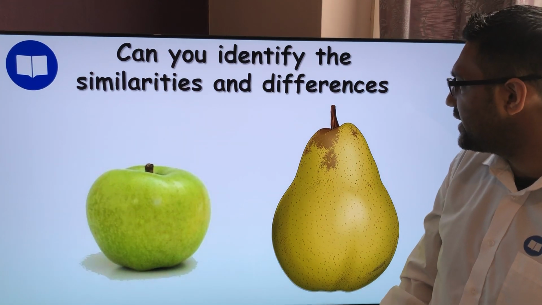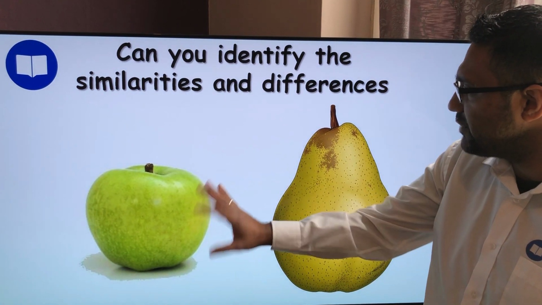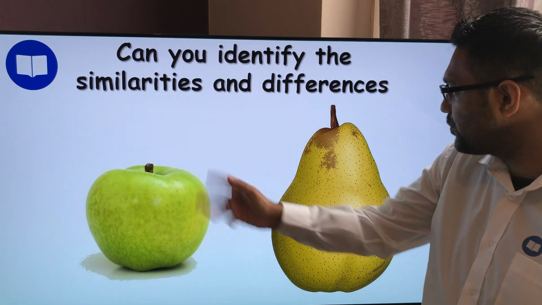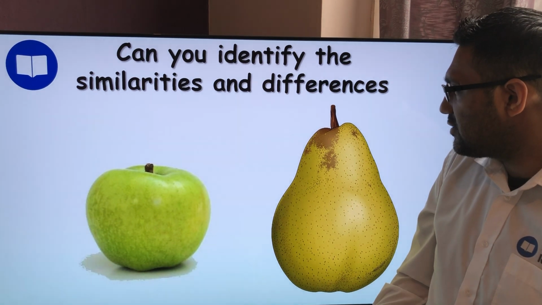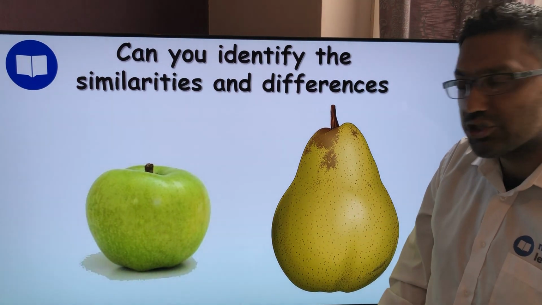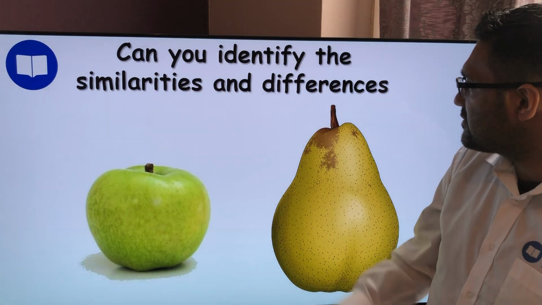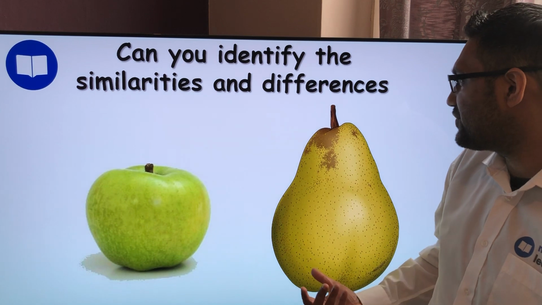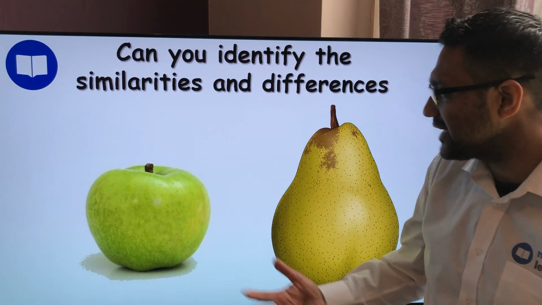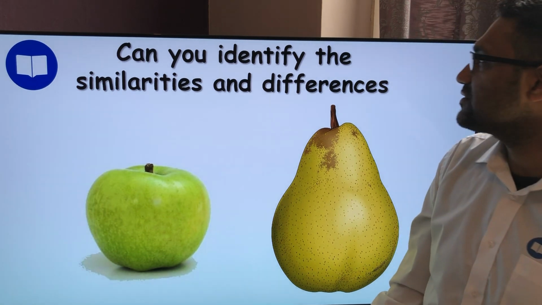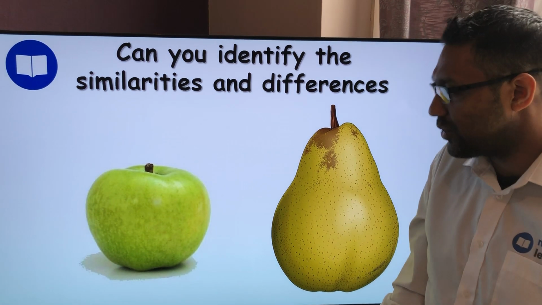What else can you see? They're both green, and they both have a waxy, waterproof layer on the outside. They're both fruit, so they're full of sugar. What are some differences? Obviously the shape, the shade of green, the texture, the taste. There are all sorts of differences. Why am I going on about this?